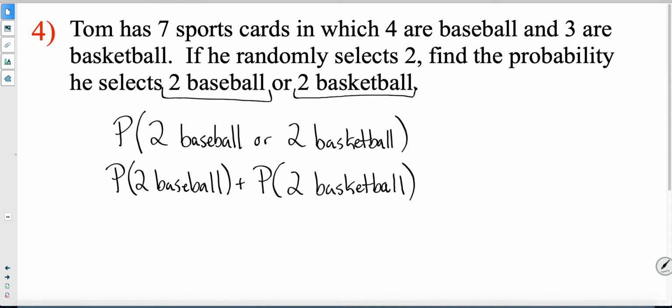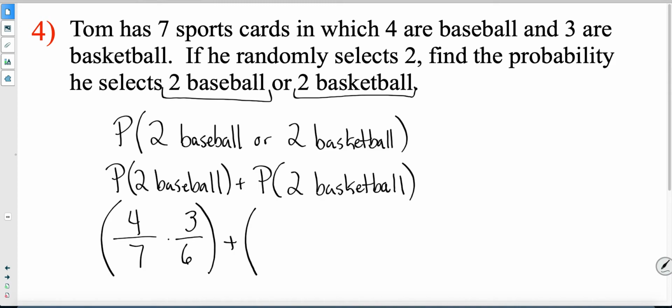Okay, so my 2 baseball cards, so that's going to be how many baseball cards we have. So 4 out of 7 for my first pick, and then 3 out of 6 for the second one. So that takes care of the baseball probability.